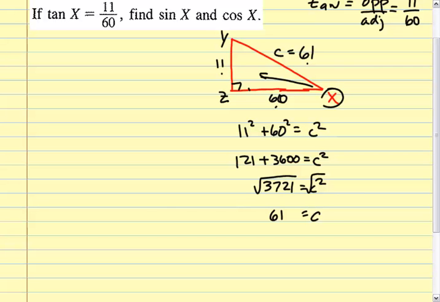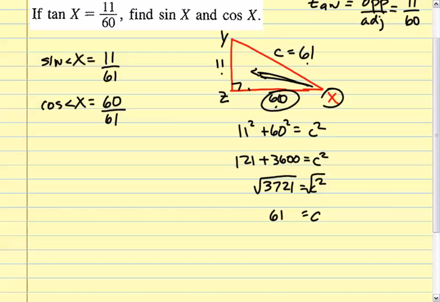So let's see. Now I need to find the sine of x. Well, the sine of angle x is equal to opposite over hypotenuse, so that's going to be 11 over 61. And the cosine of angle x is going to equal the adjacent over the hypotenuse, so 60 over 61. And that's it. Done.